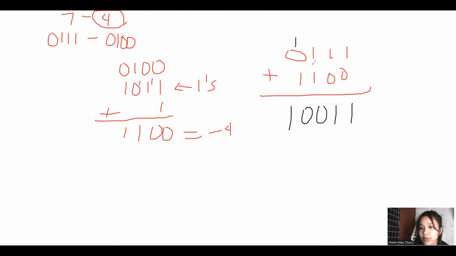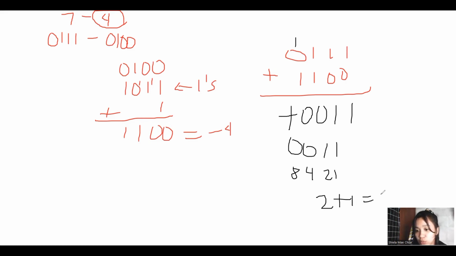Now, because this is a 4-bit and this is a 4-bit, we just need the 4-bit also. So we will cancel this 1 bit. So our answer will become 0, 0, 1, 1. Basically, if this is 8, 4, 2, 1, 2 plus 1 is equal to 3. And 7 minus 4 is also equal to 3, meaning we have the correct answer.